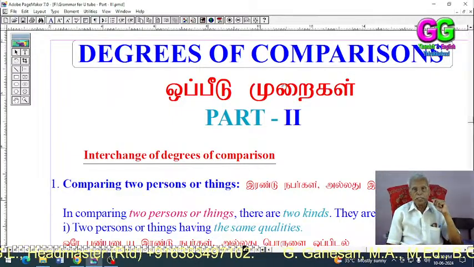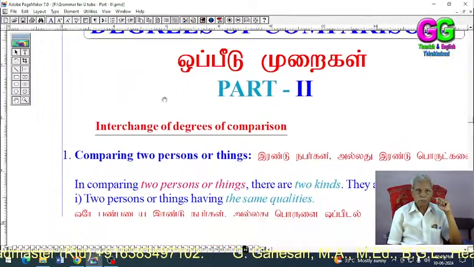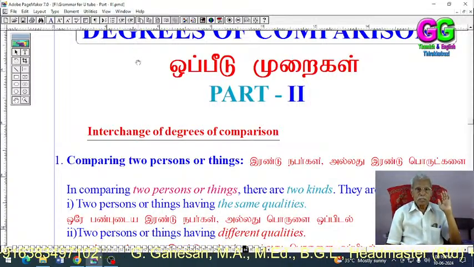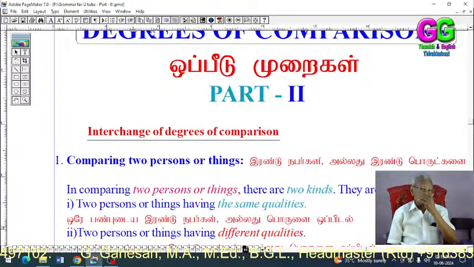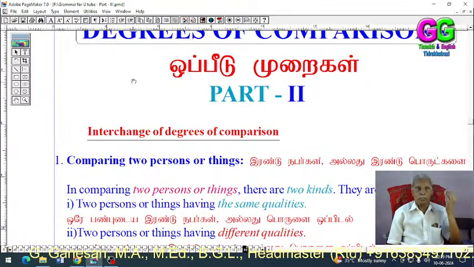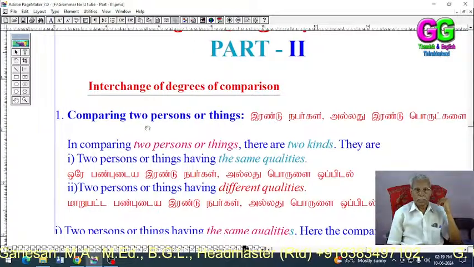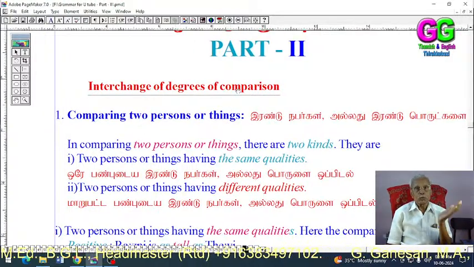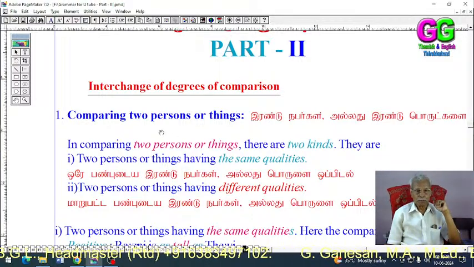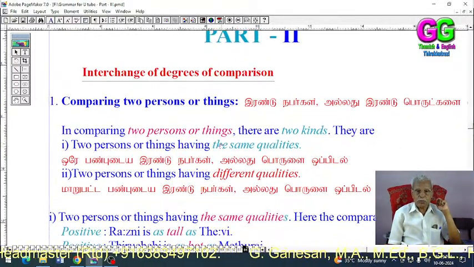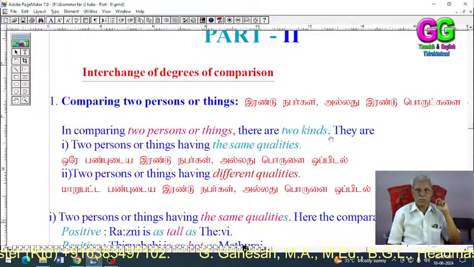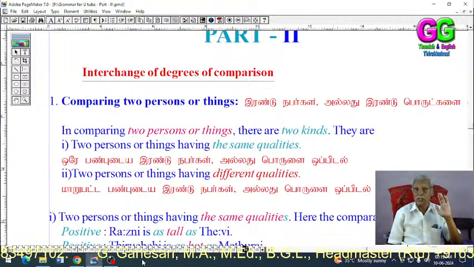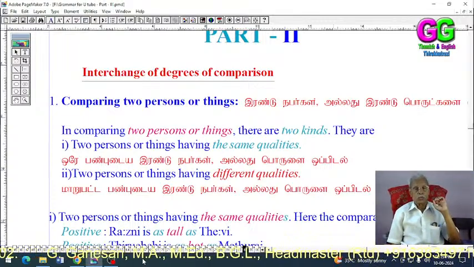See, degree of comparison, part 2. Interchange of degrees of comparison, that is, changing from one degree into another. Comparing two persons or things. Now we are going to see comparing two persons or things. In comparing two persons or things, there are two kinds, that is, two rules.